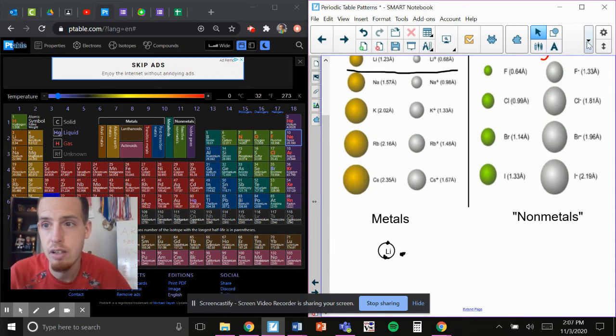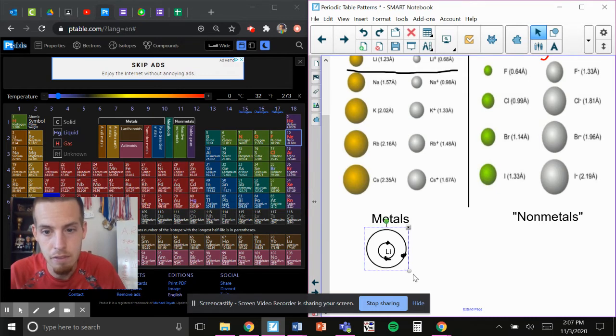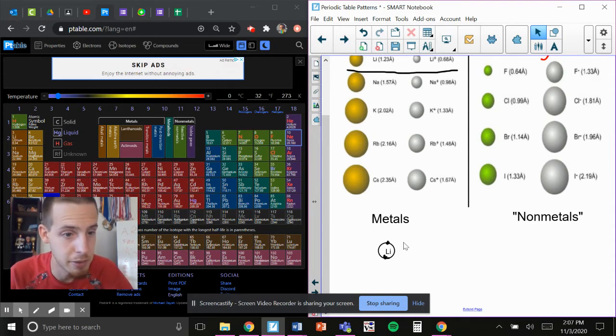Well, I'm trying to lose one electron, so if I lose one electron, do you see how I just lost my outside layer? Check this out. If you lose this electron, you lose that whole layer. You get smaller. That's why. If you lose your valence electrons, it's like taking off a coat. You're going to be smaller looking with one shell instead of two.